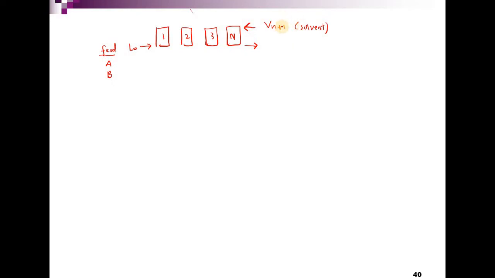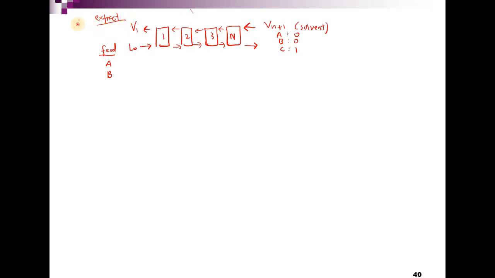Usually the solvent, if it is a pure solvent, only contains component C, so A and B are 0. When the solvent and the feed mix in the system, it will produce a product. We call it the extract. I will put it as V1. The V1 means the stream that comes from the tray or stage 1.